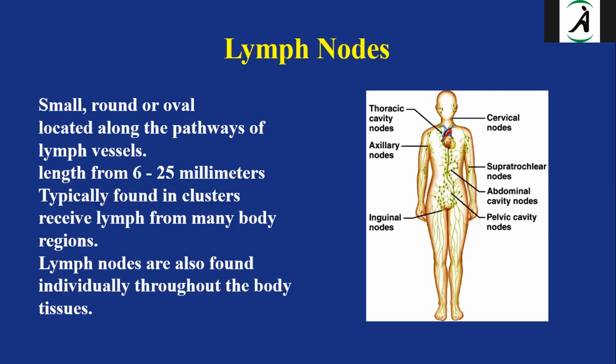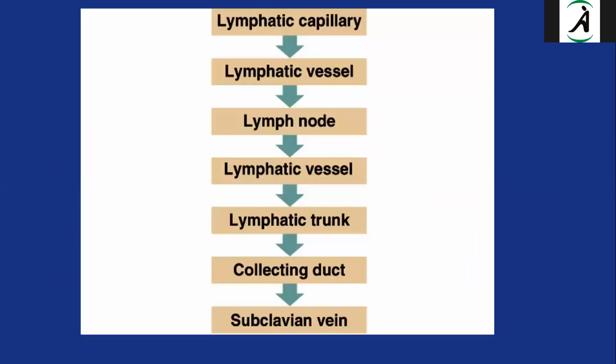We all know that from the interstitial space, the lymph fluid will be collected by the lymphatic capillaries. Then it goes to lymphatic vessels, and again lymph nodes, then again lymphatic vessels. Finally it drains into the subclavian vein. Again, that fluid will be in our circulatory system. Okay, so lymph nodes are also found individually throughout the body tissues. When the lymphatic capillaries absorb the fluid from the interstitial space, it goes directly to the lymphatic vessels.